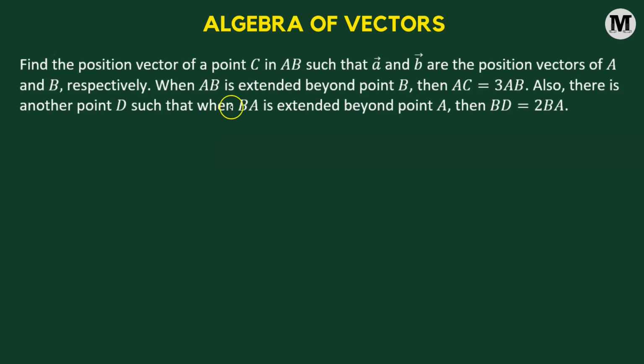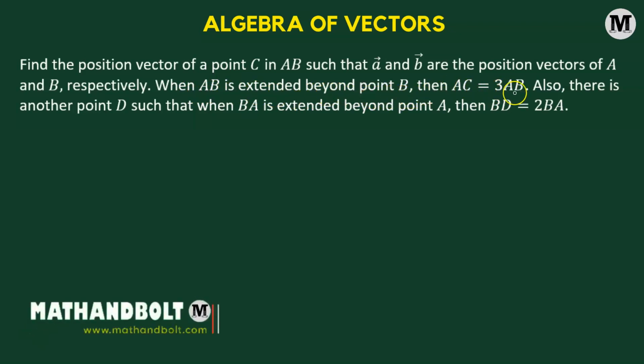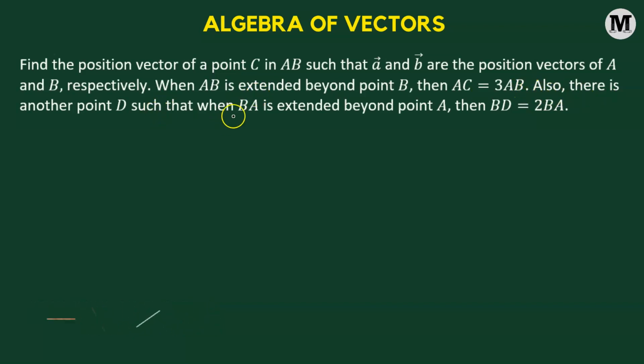Find the position vector of a point C in AB, such that a vector and b vector are the position vectors of points A and B respectively. When AB is extended beyond point B, then AC becomes equal to 3 times AB. Also, there is another point D such that when BA is extended beyond A, then BD will be equal to 2 times BA.